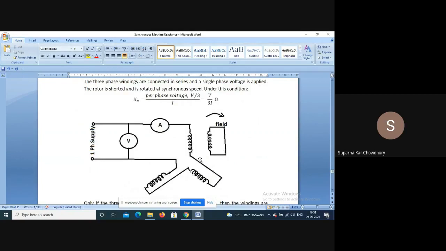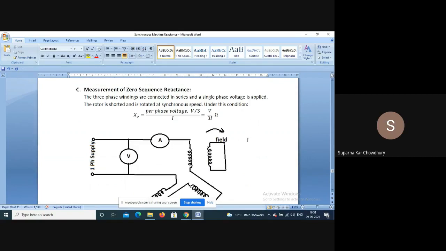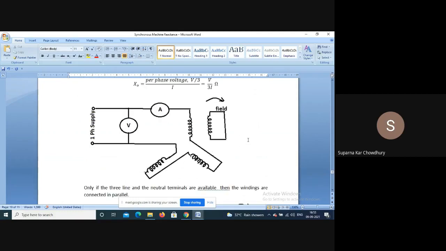For zero sequence reactance, from the definition, the windings are connected in series and a single phase voltage is applied. Then this current I is flowing. The rotor is shorted and it is rotated at synchronous speed. So X0 is the per phase voltage, that is three phases in series, so V by 3 divided by the current I. So this is V by thrice I. Now this connection is only possible if all the six winding terminals are available. It might not be the case.